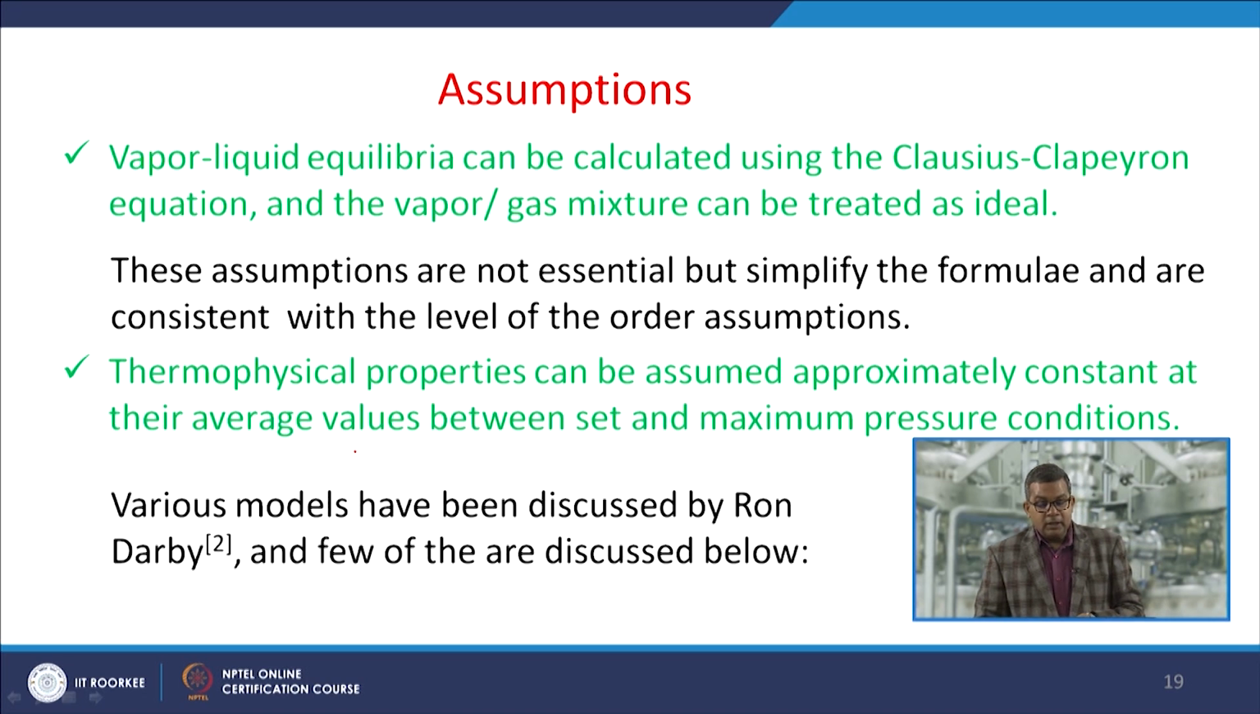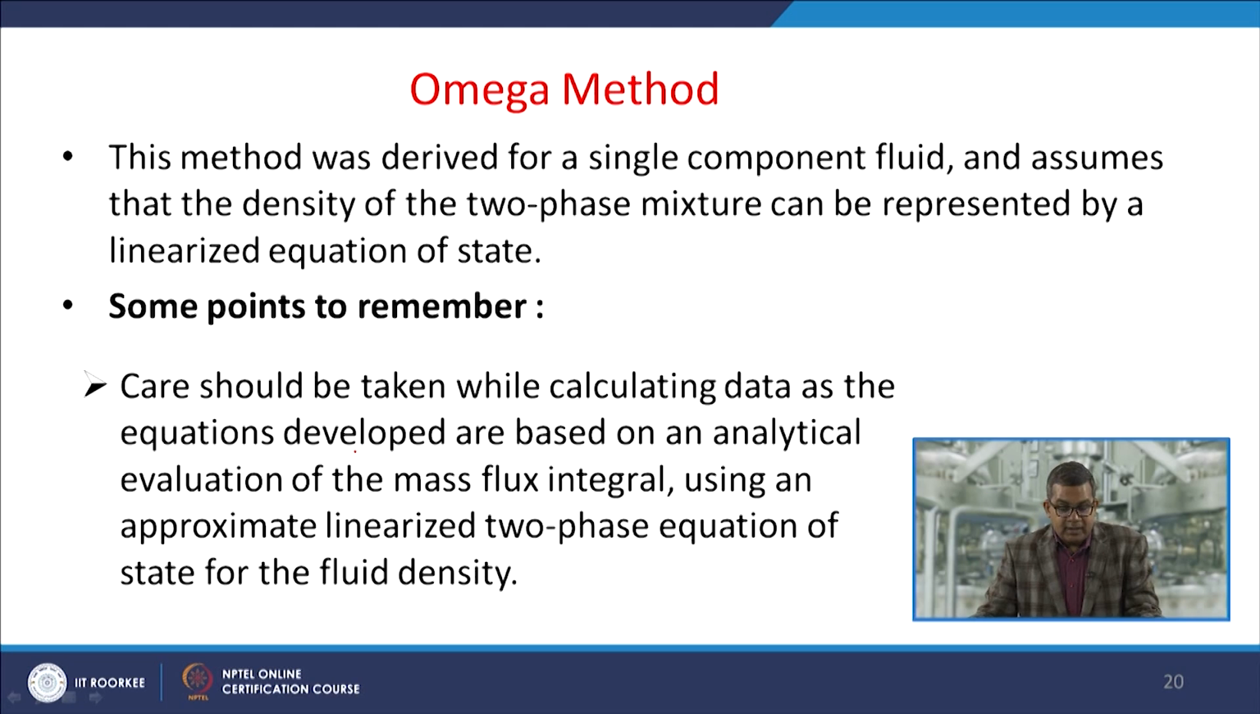A few of them are discussed in the next slide. Now, the first methodology is the omega method. This method was derived for a single component fluid and assumes that the density of the two phase mixture can be represented by a linearized equation of state. Equations of state are very popular in thermodynamics because they represent the correlation of measurable to non-measurable quantities. Now, there are some points that need to be remembered.